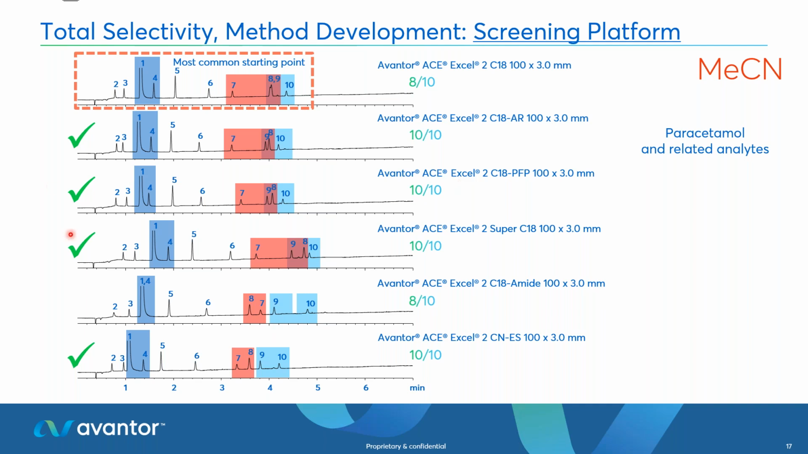So nicely, we've got lots of columns to choose from. We've got a method that we can move forward with just from that initial screen. Unfortunately, it doesn't always work out like that, I would say.